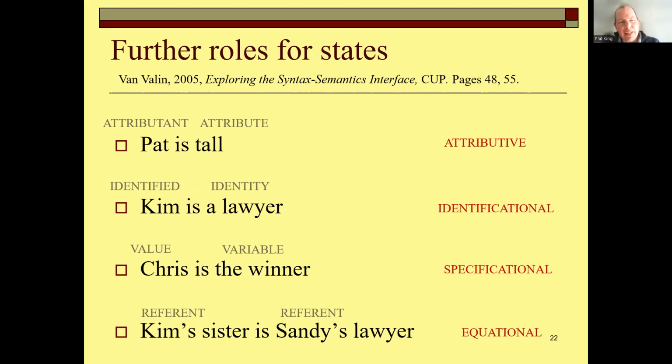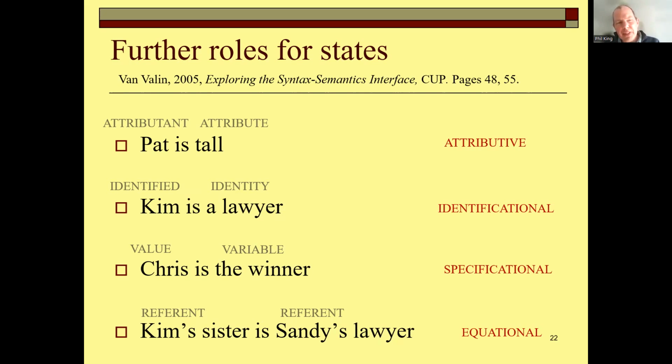Or you have examples like this, "Kim is a lawyer." In this case, the role of Kim is the one who's being identified as having a particular identity or a kind of identity. Kim fits in the class of things that have the identity of lawyer, and this might be called an identificational statement here, predicate perhaps. And the roles would be the identified and the identity.